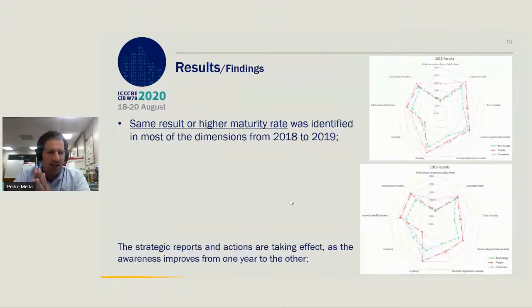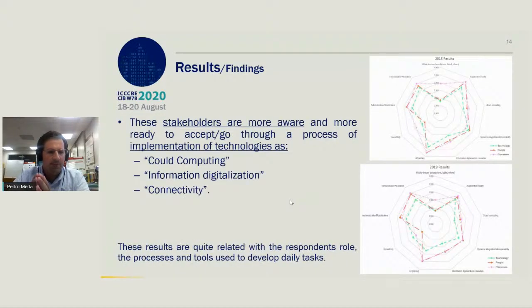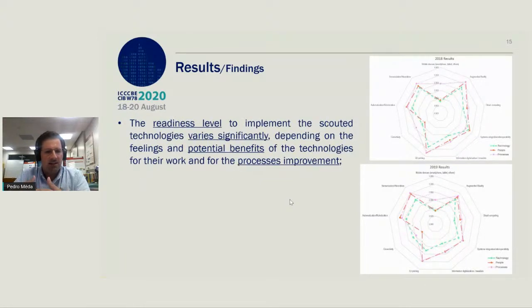There is always a higher maturity rate in 2019 when compared with 2018, meaning that strategic reports and actions are taking effect as the awareness improves from one year to the other. Likewise, these stakeholders are more aware and more ready to accept or to go through a process of implementation of technologies such as cloud computing, information digitalization, and connectivity, because these are the technologies that they deal with in daily life. So they are the ones that are more closely related.